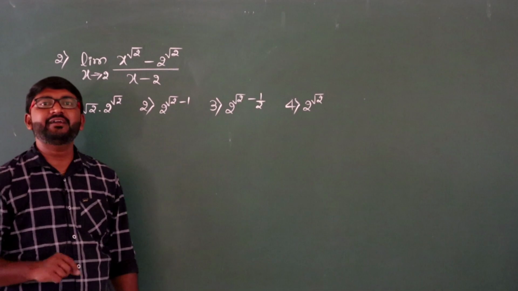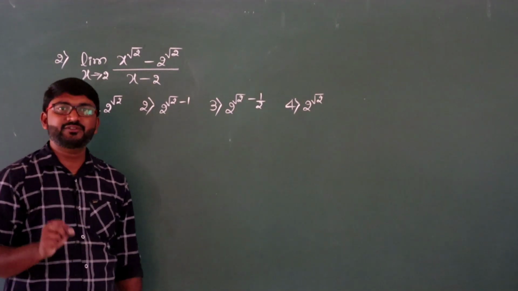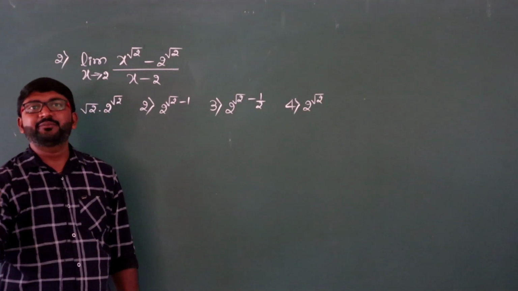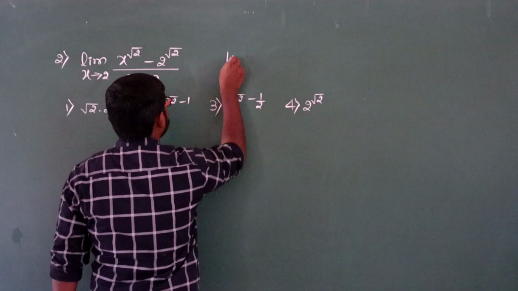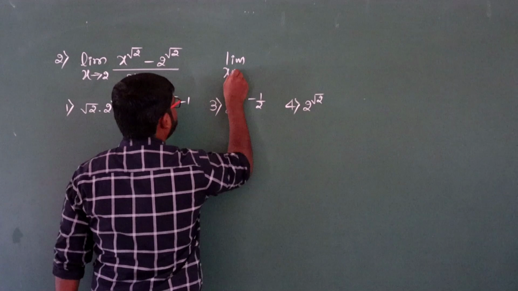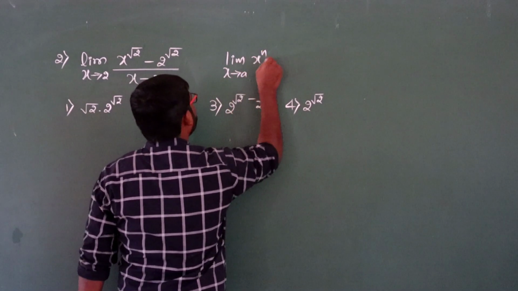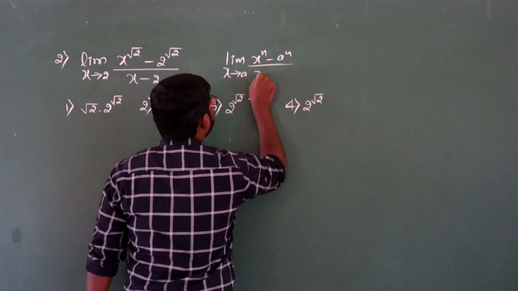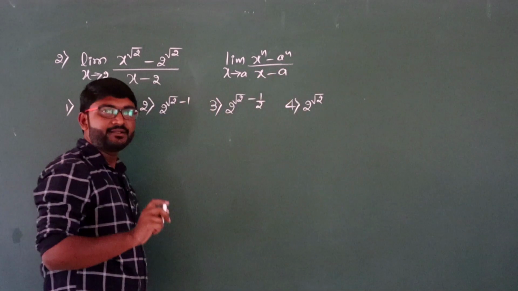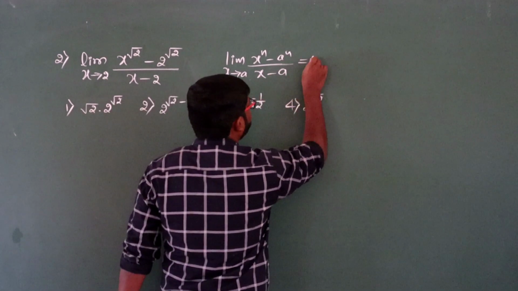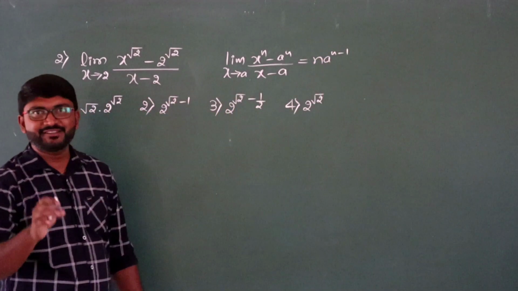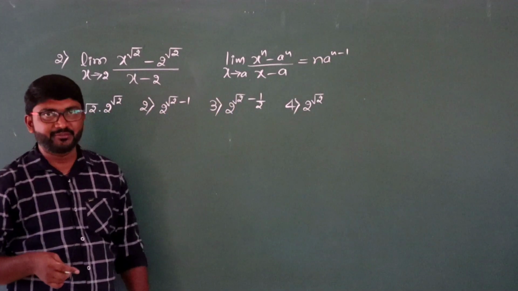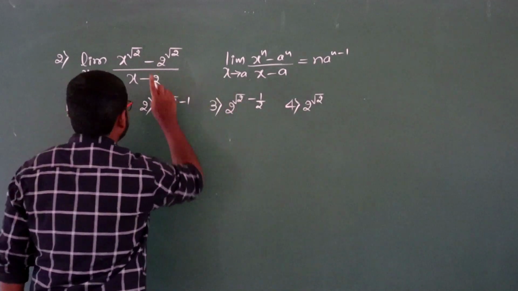Again we can solve this by two methods. One is by making use of the standard result, the other method will be by applying L'Hospital's rule. So here we have the standard result: limit x tends to a, x to the power n minus a to the power n divided by x minus a, is equal to n into a to the power n minus 1, where a is greater than 0 and n is any real number. Let us apply this standard result here.